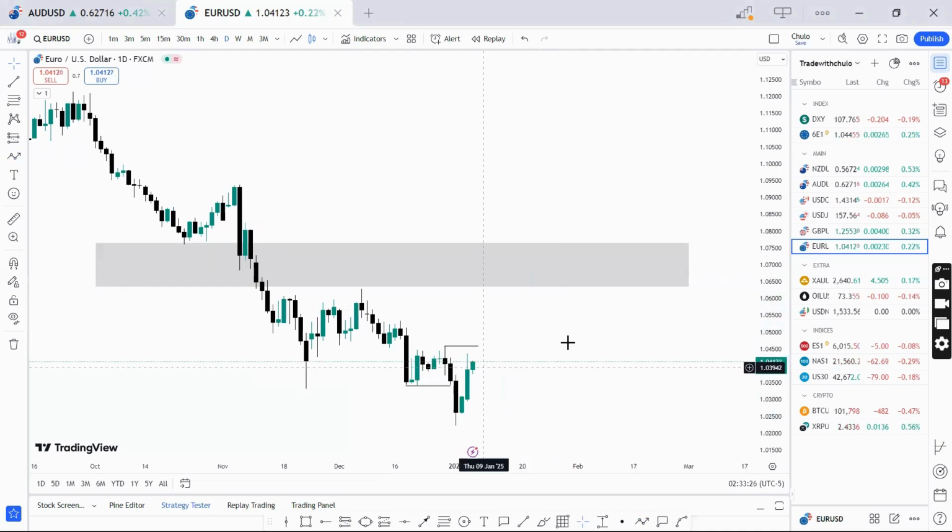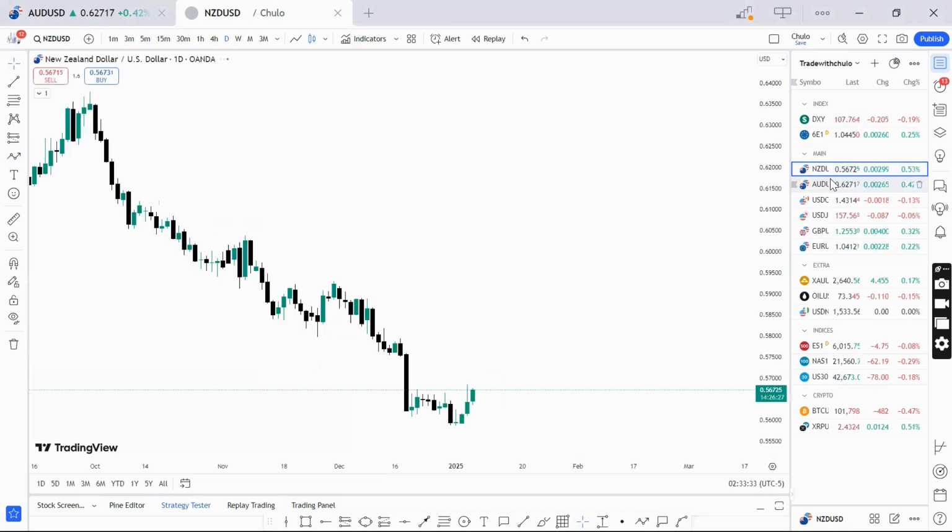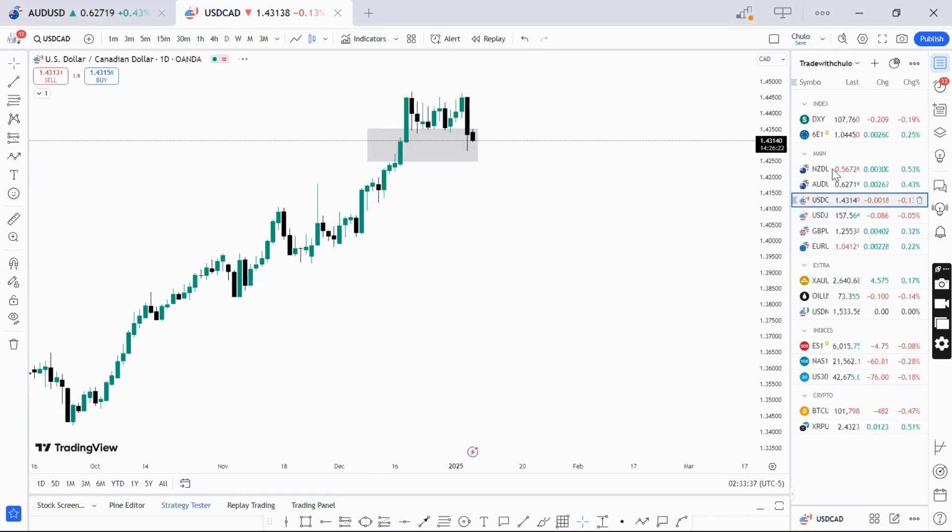So for today, we are only focusing on NZD USD, AUD USD, and USD CAD. These are the three pairs we are focusing on. Okay, there is nothing to rush. It's of no use jumping into a trade and, at the end of the day, losing your money.